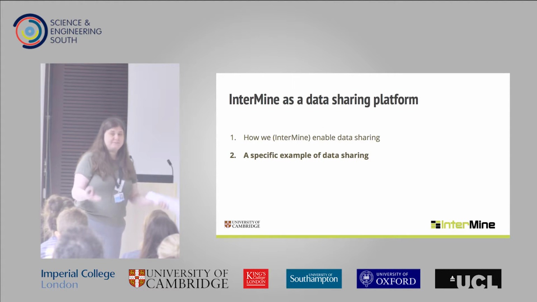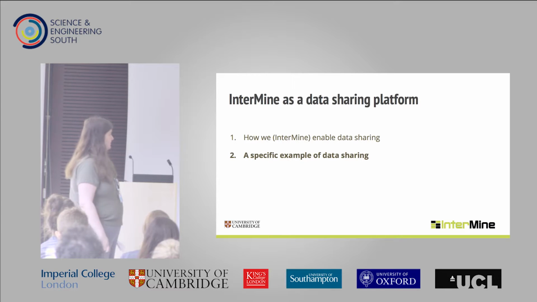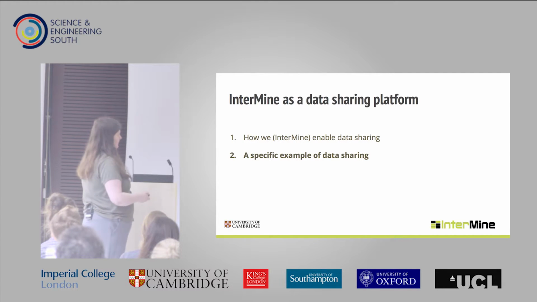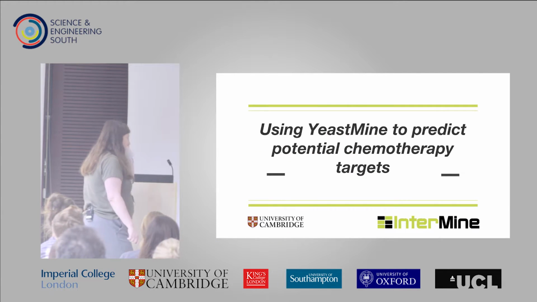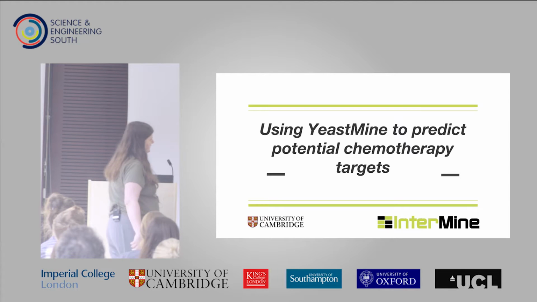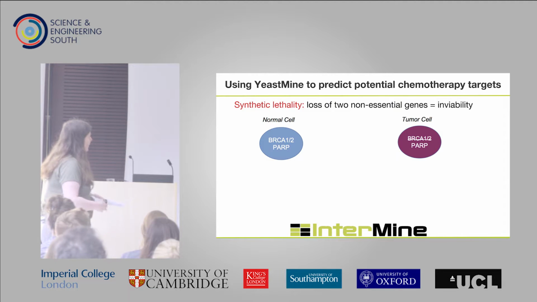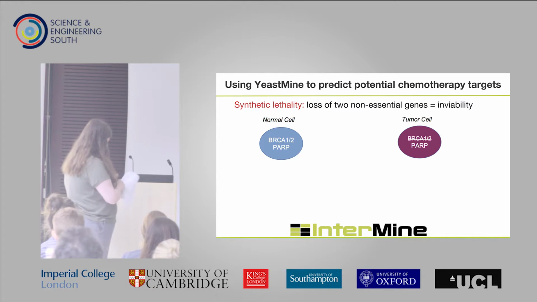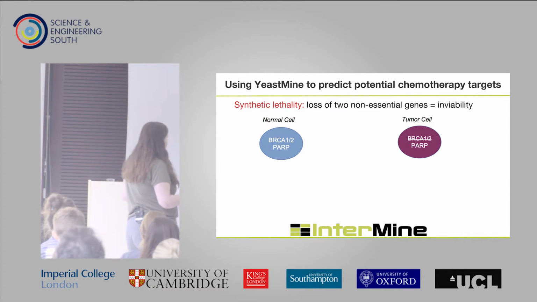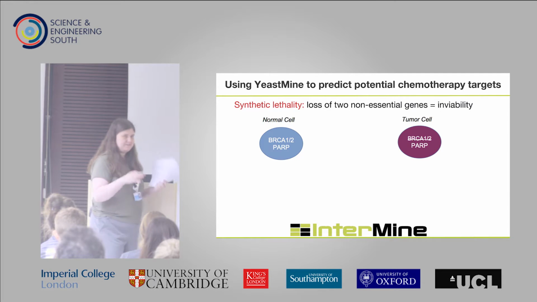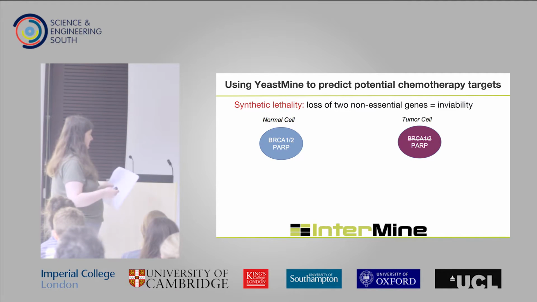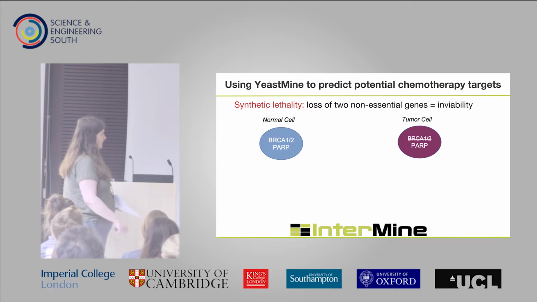Now I'm going to give you a specific example of how you can use InterMine's data sharing properties to actually do something. I'm going to use YeastMine to predict potential chemotherapy targets. In this example, I'm going to use a set of genes in InterMine, and I'm going to do some analysis to identify potential chemotherapy targets.